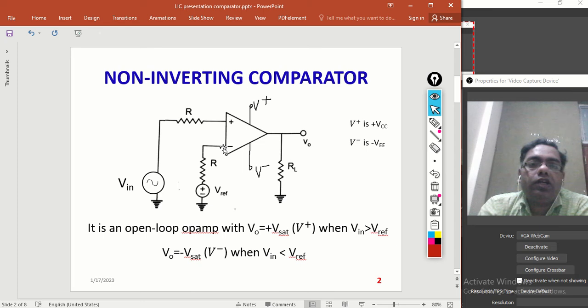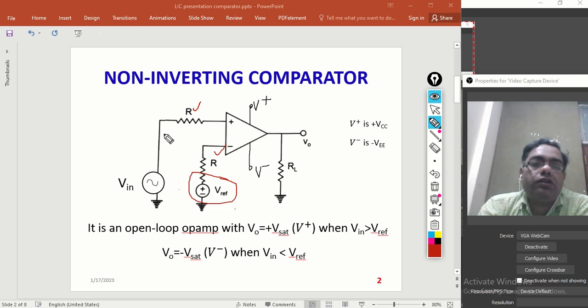Now, in the inverting input terminal, we are giving the reference voltage, which is generally a DC voltage. And in the non-inverting input, we are giving the input AC signal. These two resistors R are added just to make the output offset voltage and current 0.